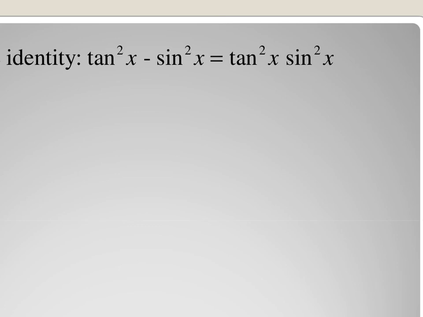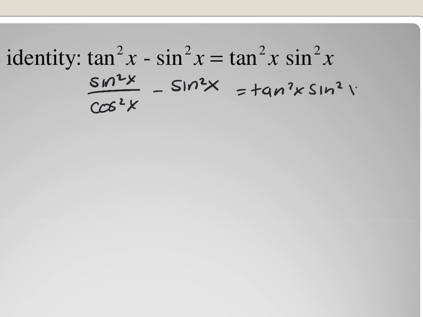I cannot combine these together by themselves. There is no Pythagorean identity that has tangent and sine, which means try to get this in fraction form and combine it into 1. So tangent becomes sine squared over cosine squared, minus sine squared of x, equals tan squared of x sine squared of x.